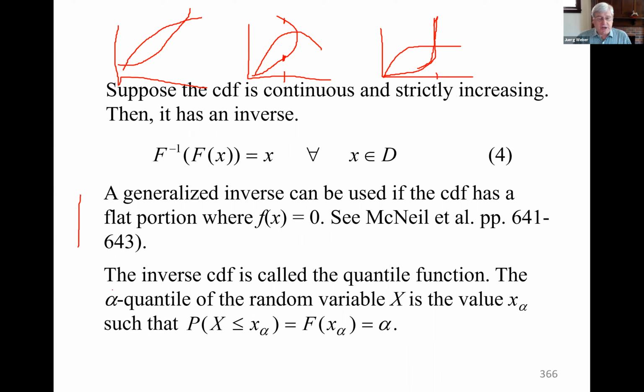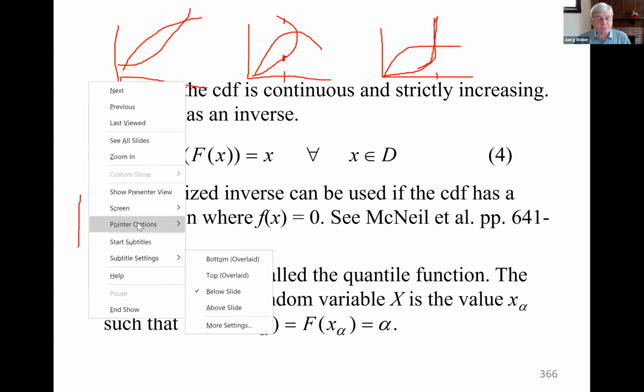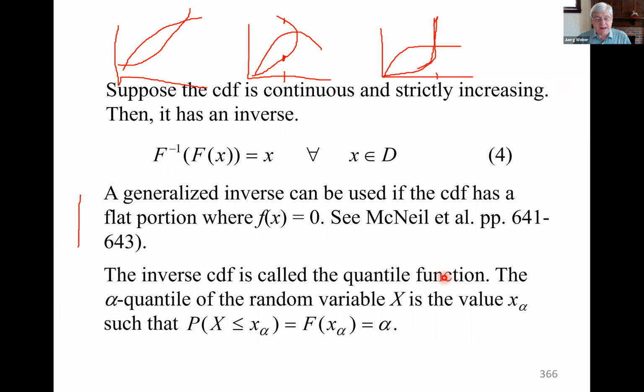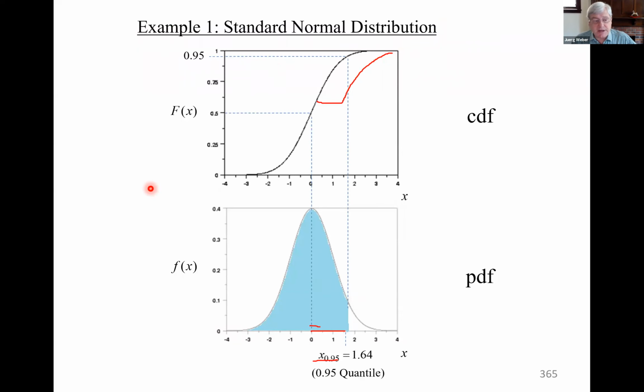Now the inverse is called the quantile function. It's also called the quantile function. And the alpha quantile of a random variable capital X is the value x alpha, so that the probability that the random variable X is less or equal x alpha is just equal alpha. So let's do that here.